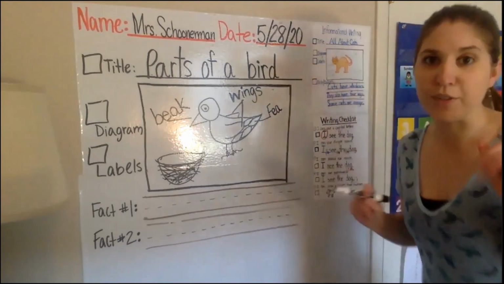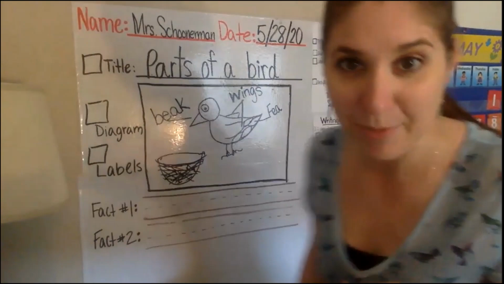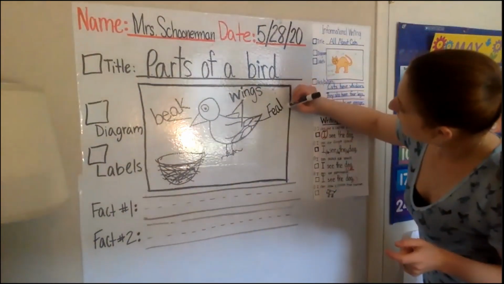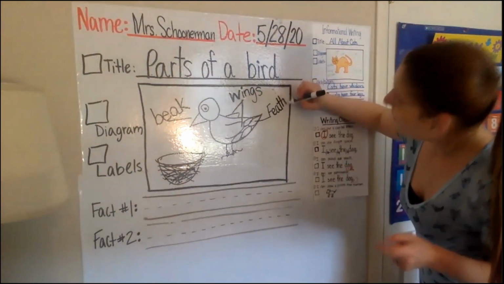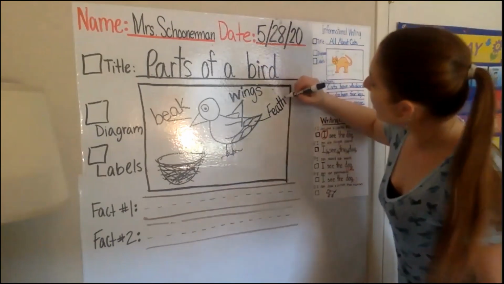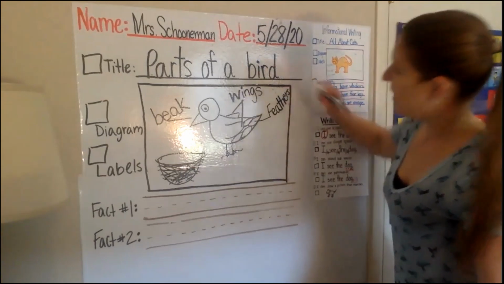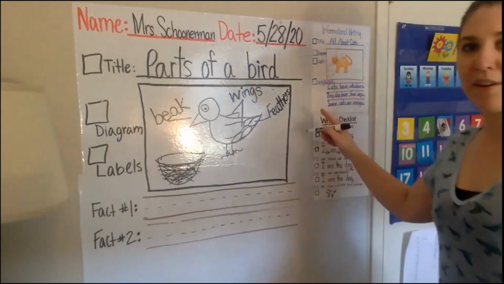Okay, I got it close for this one. Feath. Remember, TH makes that sound. That TH digraph. Feathers. There's that ER. Feathers. And add an S at the end. Feathers.